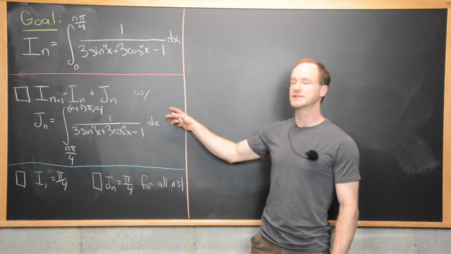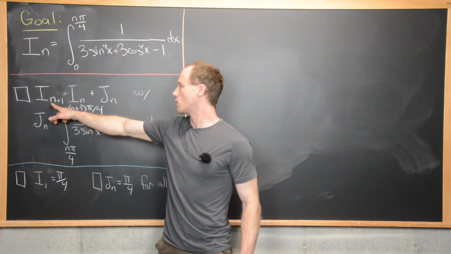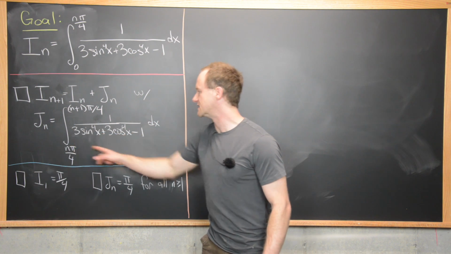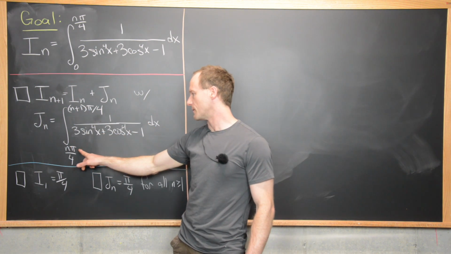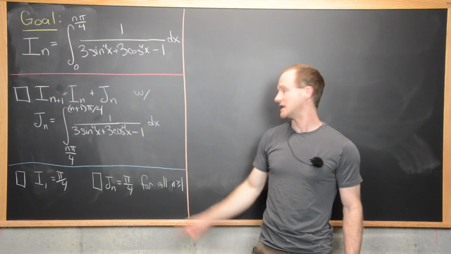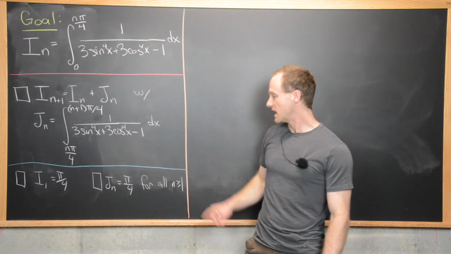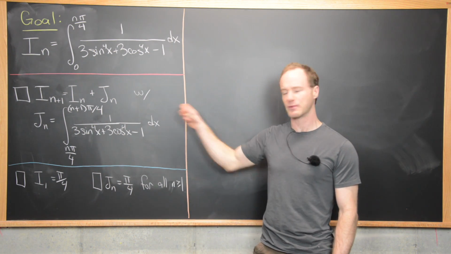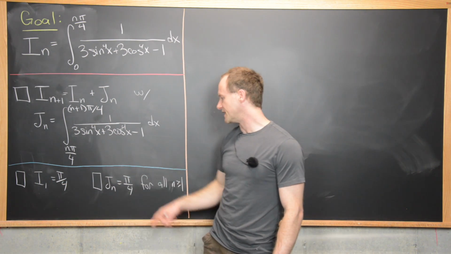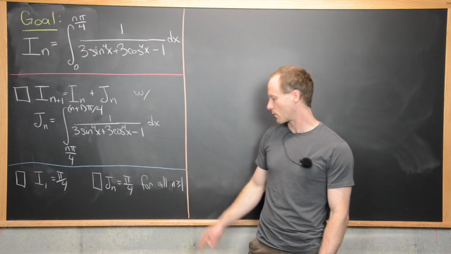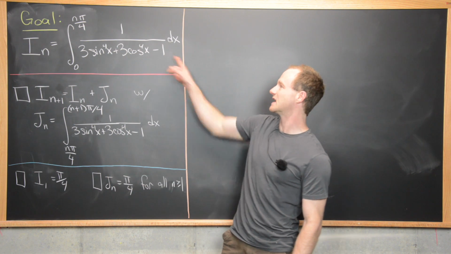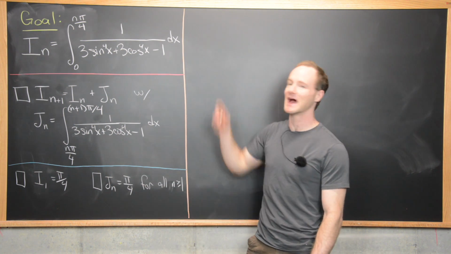The first thing is we're going to notice that we can write I sub n plus 1 as I sub n plus J sub n, where J sub n is the following integral: the integral from n pi over 4 to n plus 1 pi over 4 of 1 over this same denominator dx. After we prove this, which is going to be pretty short, we'll prove that I sub 1 is equal to pi over 4, and then we'll prove that J sub n is also equal to pi over 4 for all n bigger than or equal to 1. That'll give us all of the tools to inductively come up with the value of I sub n.